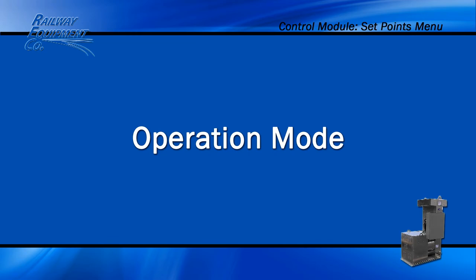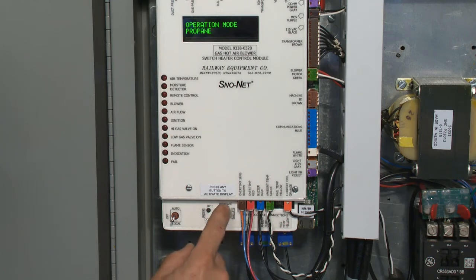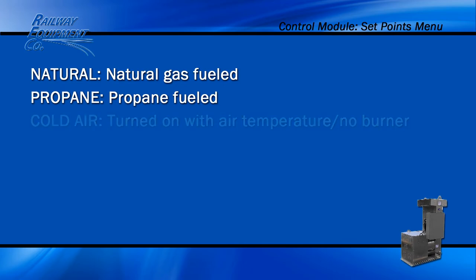In the operation mode, verify the correct fuel is selected. The options are natural, propane, cold air propane, cold air natural. Use the natural setting if the unit is fueled by natural gas. Use the propane setting if the unit is fueled by propane.